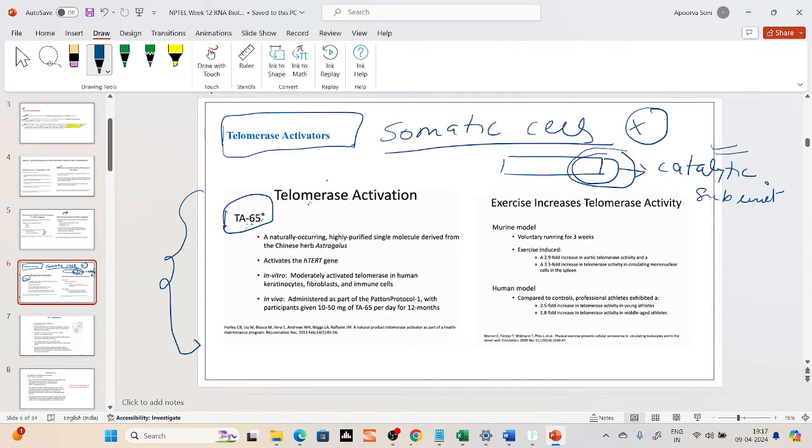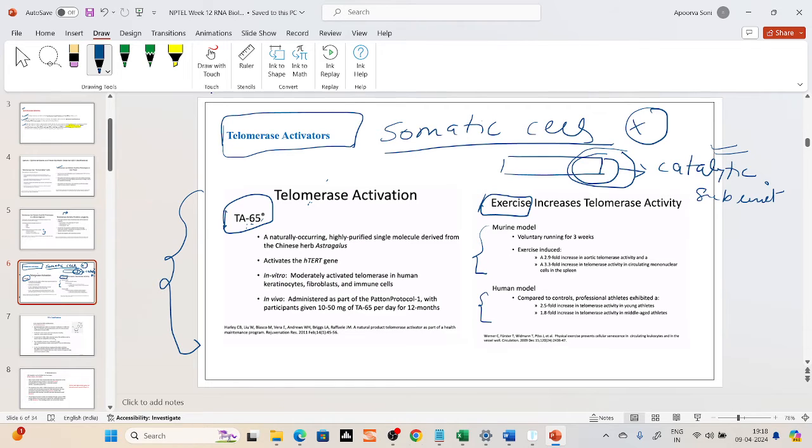Studies have shown that exercise is one such thing that can enhance the telomerase activity. There have been studies which have shown that voluntary running for 3 weeks caused a 2 to 9 fold increase in aortic telomerase and a 3.3 fold increase in telomerase activity in the mononuclear cells. This is in murine, meaning in a mouse model.